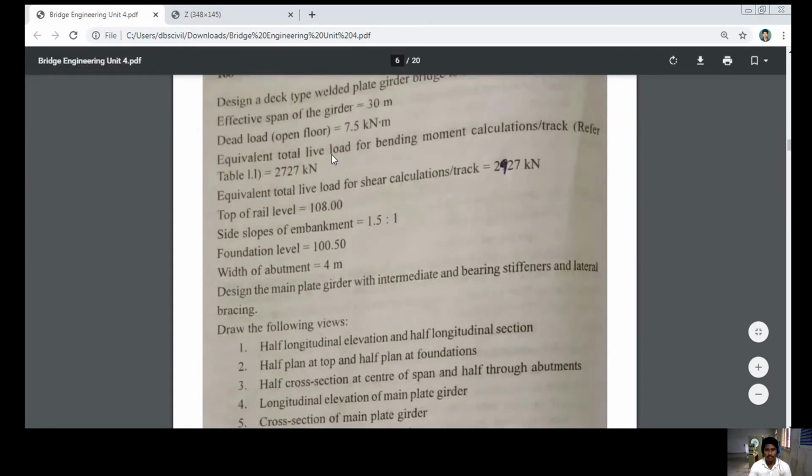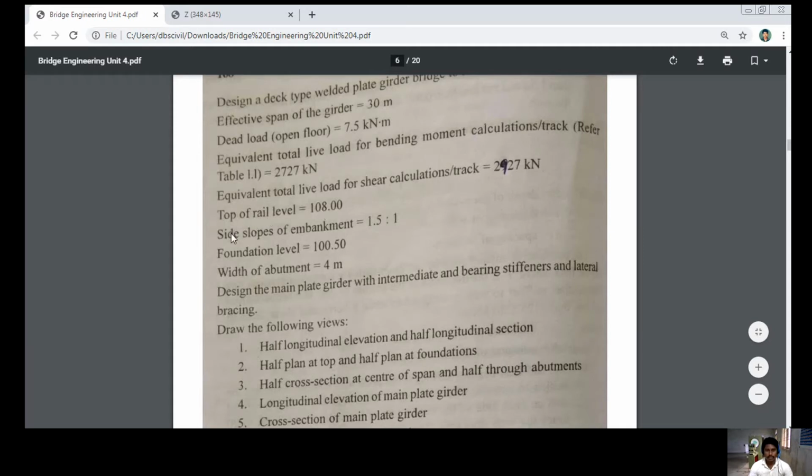The data given: span of the girder is 30 meters, with dead load of 7.5 kilonewton per meter. Equivalent live load for bending moment calculation is 727 kilonewton. Likewise, equivalent live load for shear calculation per track is 2907 kilonewton.